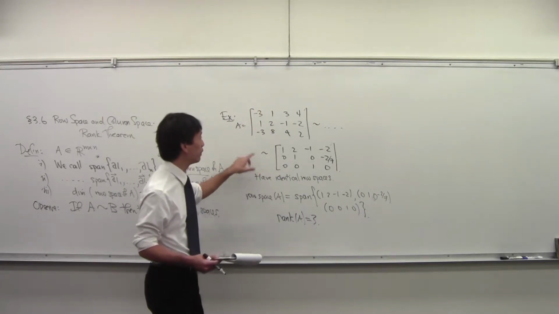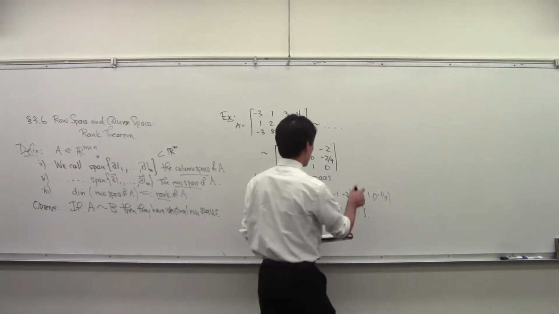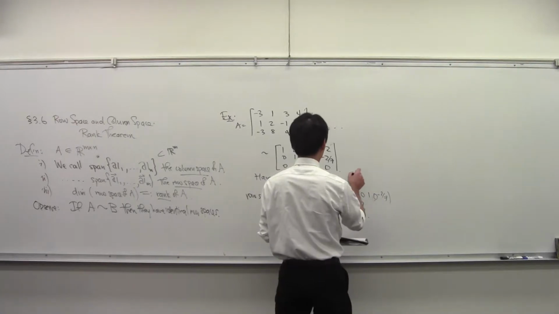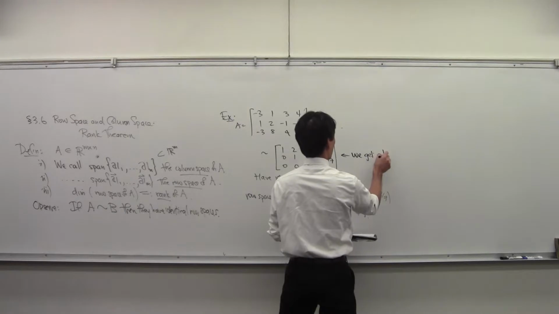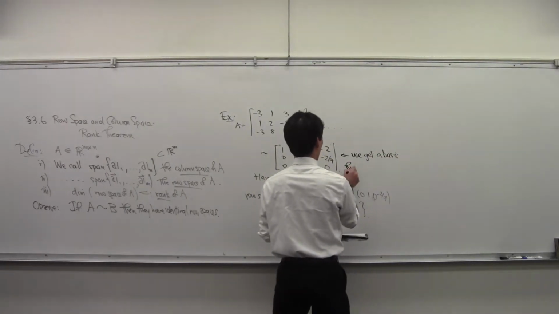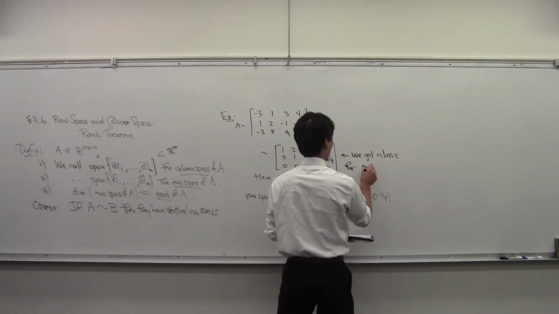Okay, so this is the way you figure out the basis, right? So this thing here, we get a basis for the row space of A.